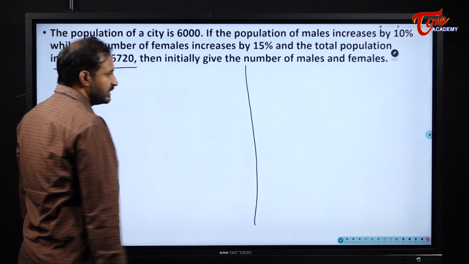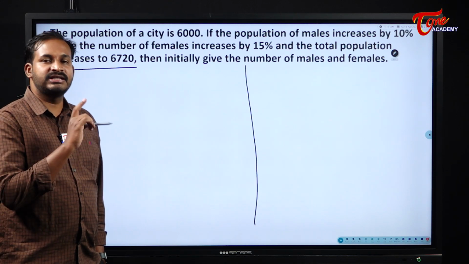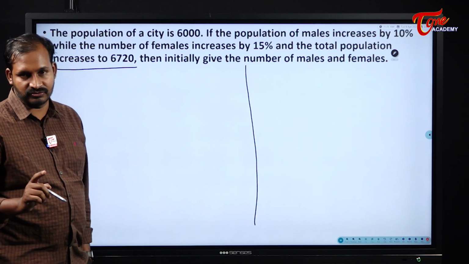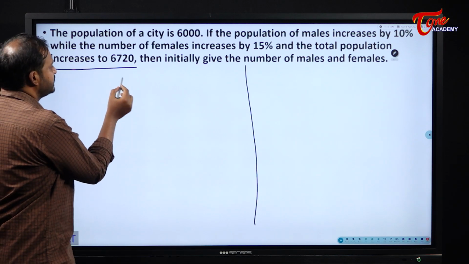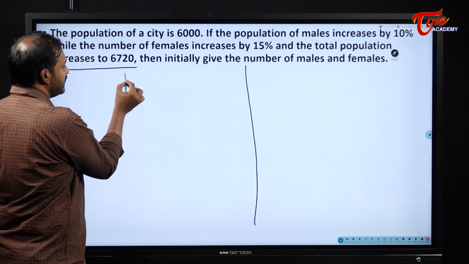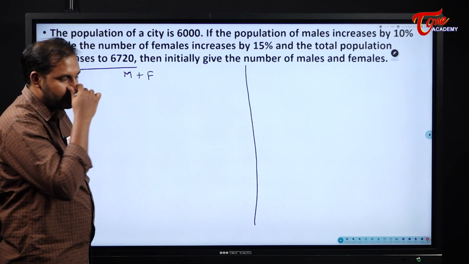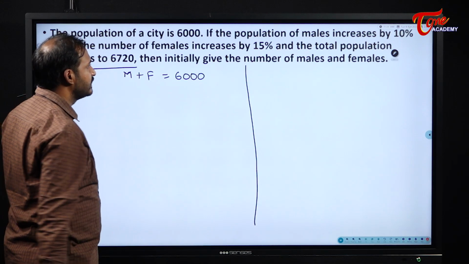See here, students, these questions we will try to solve with the allegation rule and the general method. We will see both the methods and it is up to you to choose the best one among these two. Now see here, the population of a city is, that means male population I will assume as M and female population as some F. This is equal to 6,000, given in the question very clearly.